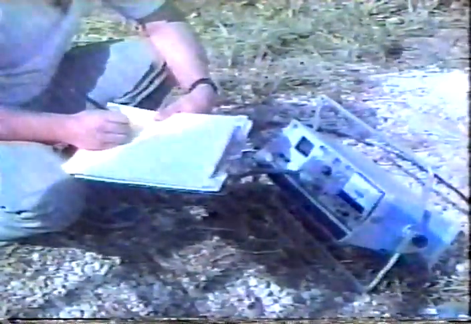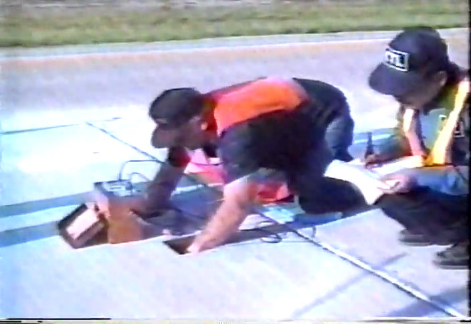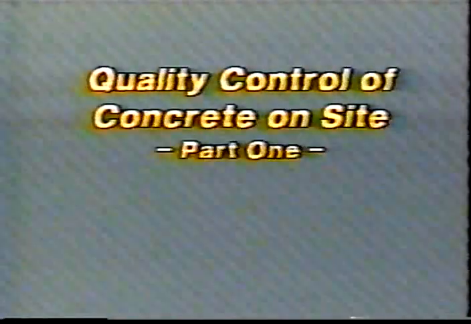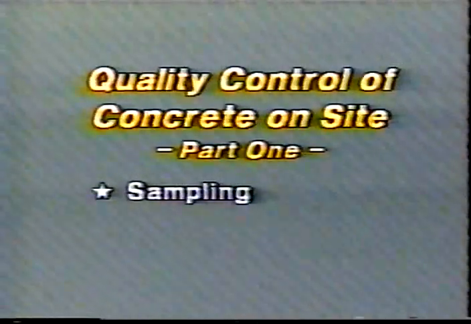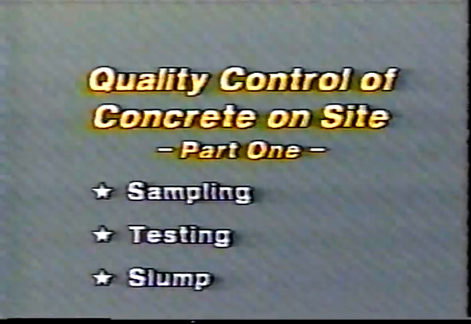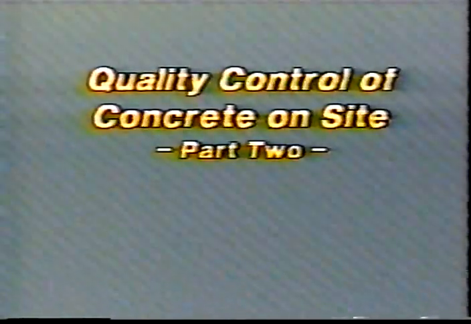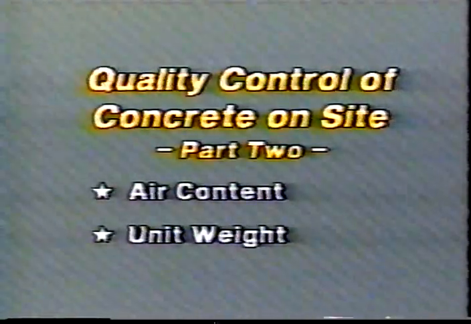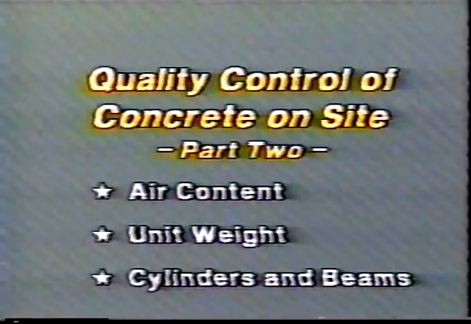In Parts 3 and 4, you'll see new quality control procedures that have been developed by Sharp and others for testing concrete both before and after it's cast. So, here in Part 1, we'll look at sampling concrete and at the test methods for temperature and slump. In Part 2, we'll look at the test methods for air content and unit weight, as well as the procedures for making cylinders and beams. Our first topic then is sampling.